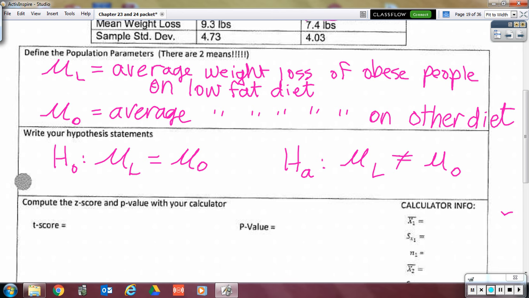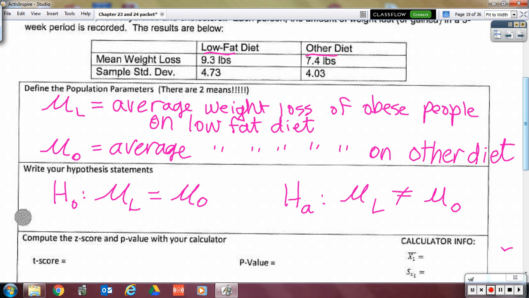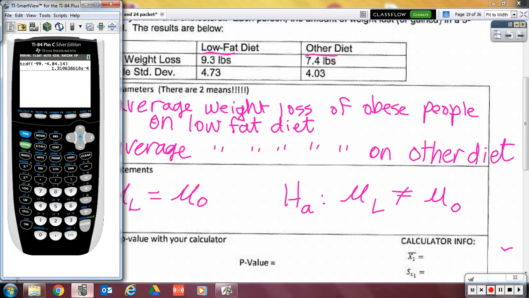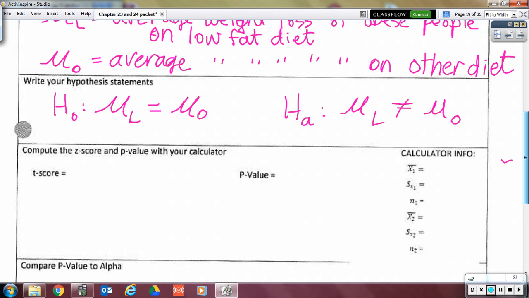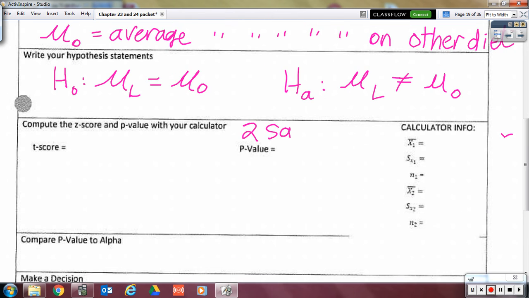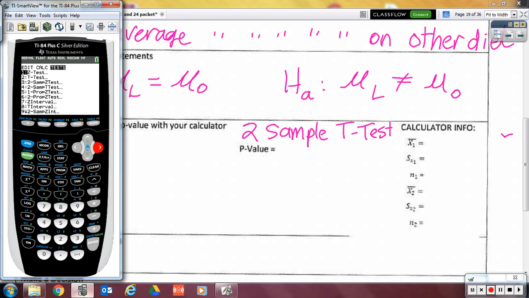Okay, so we get to use our calculator on these. So let's go to our calculator. So let's open it up, and I'll show you where everything is and where we're going to put everything in there. We're going to do stat over to tests. Okay, so stat over to tests, and we are going to do the number 4, which is 2 sample t test. Okay, so you might want to make yourself a note. We are going to be doing a 2 sample t test.